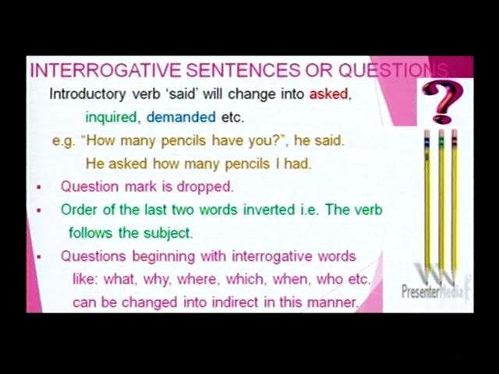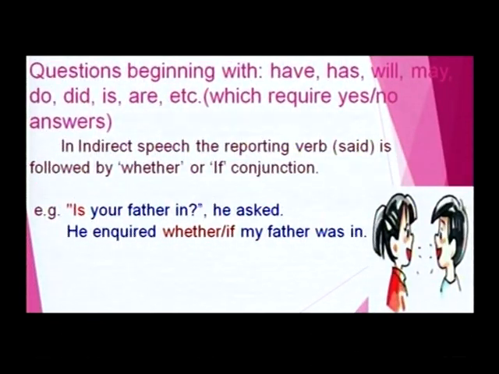And the questions beginning with interrogative words like what, why, where, which, when, who, etc., can be changed into indirect speech in the same manner. Okay? Clear. Next, the questions beginning with have, has, will, may, do, did, is, are, etc., which require yes or no answers, how will they change in indirect speech?